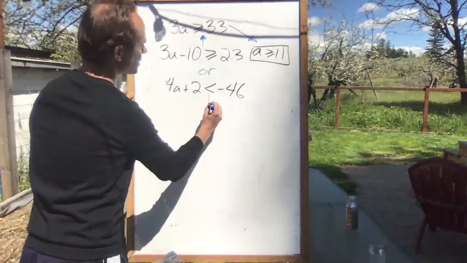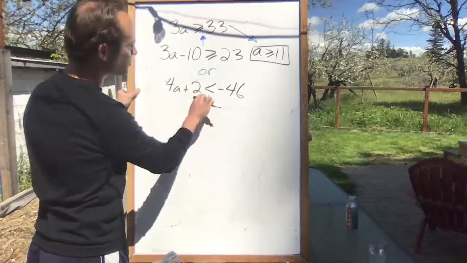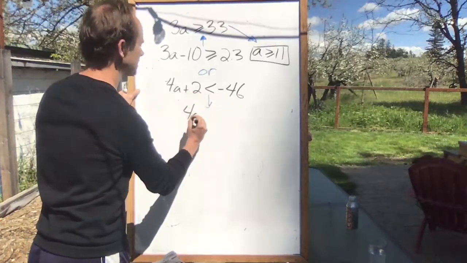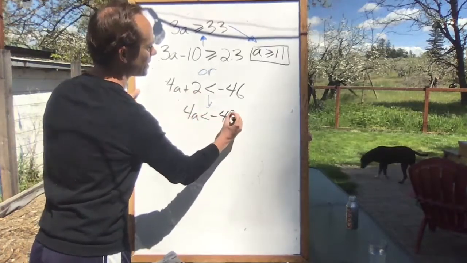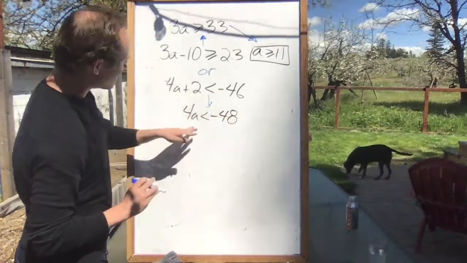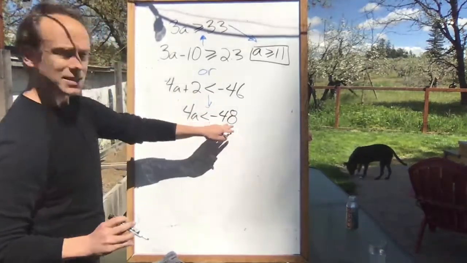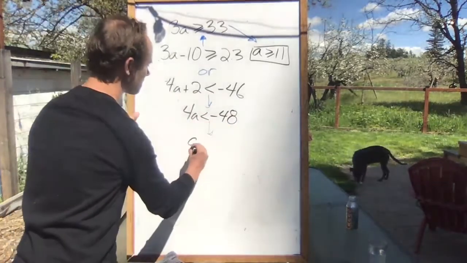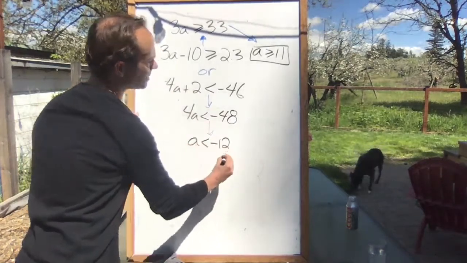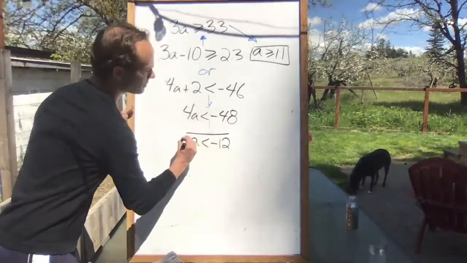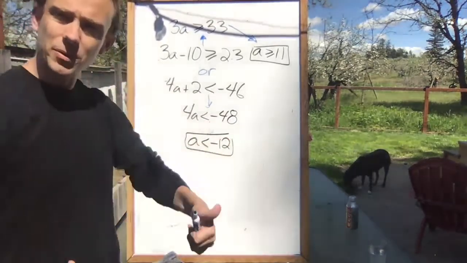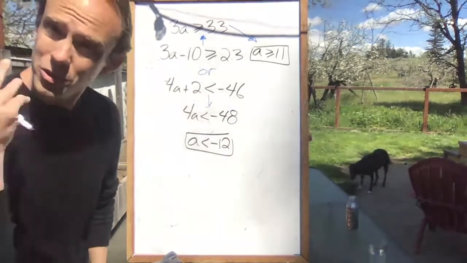So first thing I'm going to do is subtract the 2 from both sides. Feeling okay about that. Now I've got to divide by positive 4. That'll be the next step. That's going to give you negative 12. Now remember, when you divide by a positive, you do not flip the inequality. Boom. The last thing we want to do is graph.